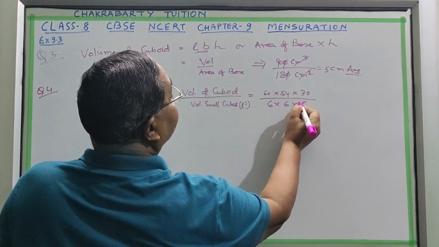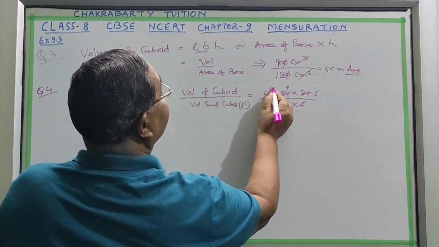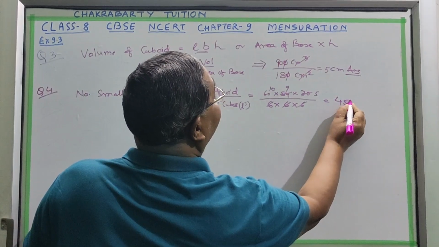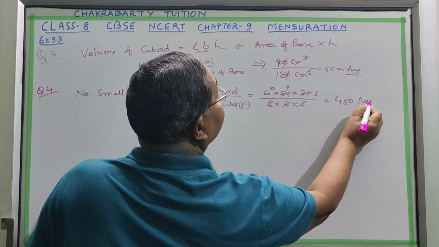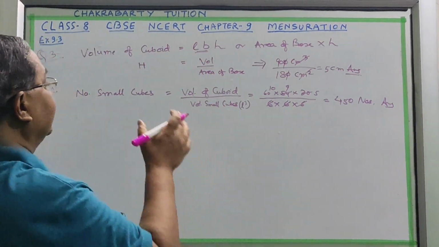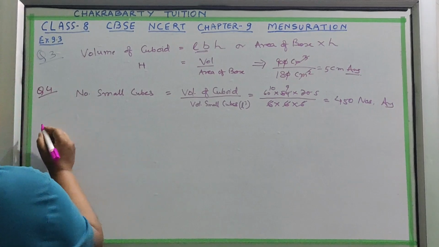Okay. So here 6 5s are 30, 6 9s are 54 and 6 1s are 6. So 5 9s are 45. The answer is 450 cubes. This is your answer. This much will fit in the bigger one. Okay. Now question number 5.